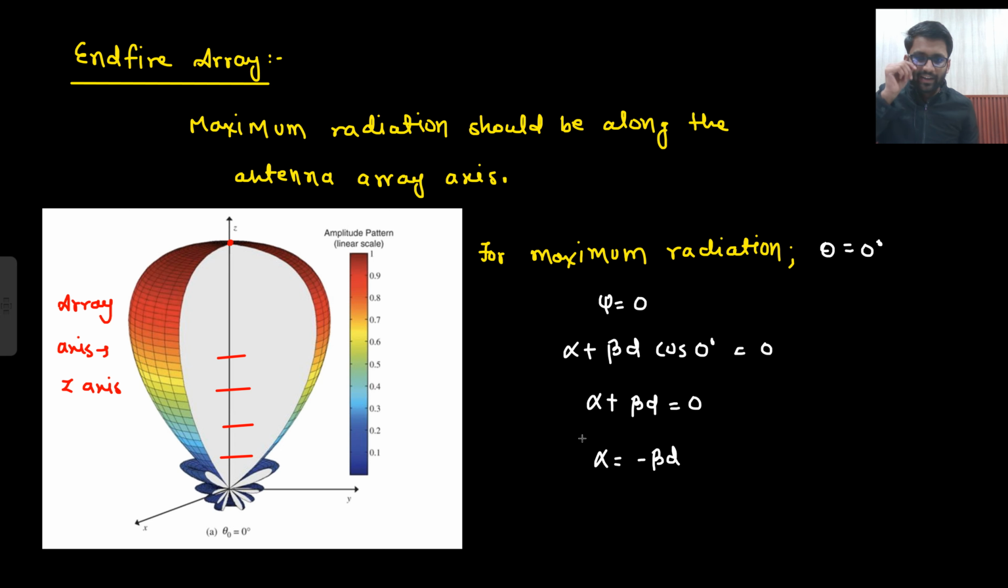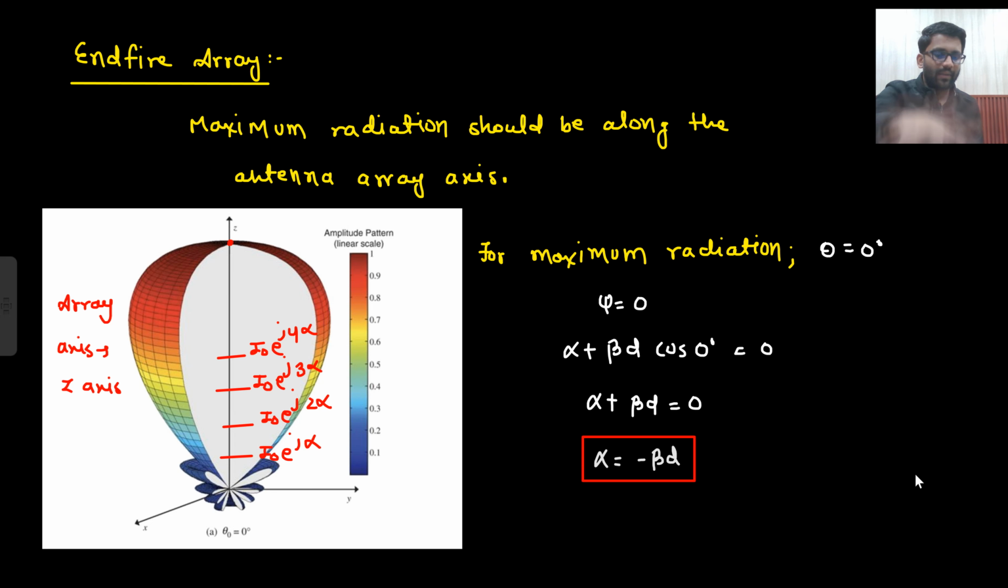So if you need to design an end fire array, then the phase difference between the currents should be minus beta d. If this is your I0 e to the power j alpha, then this would be I0 e to the power 2j alpha, I0 e to the power 3j alpha, I0 e to the power 4j alpha. So the phase difference between the currents should be minus beta d. Is that okay for you? All good? So this kind of statement can come.